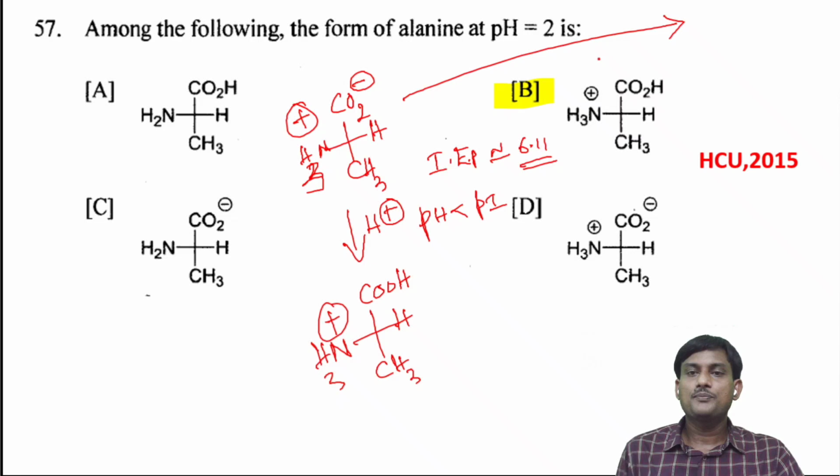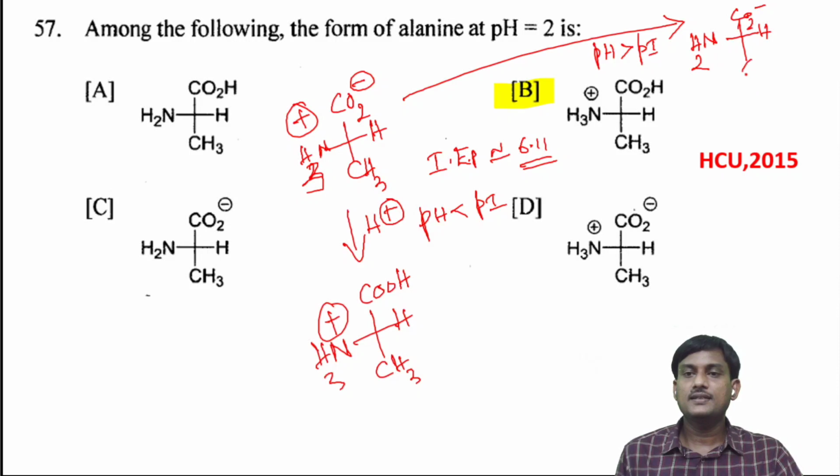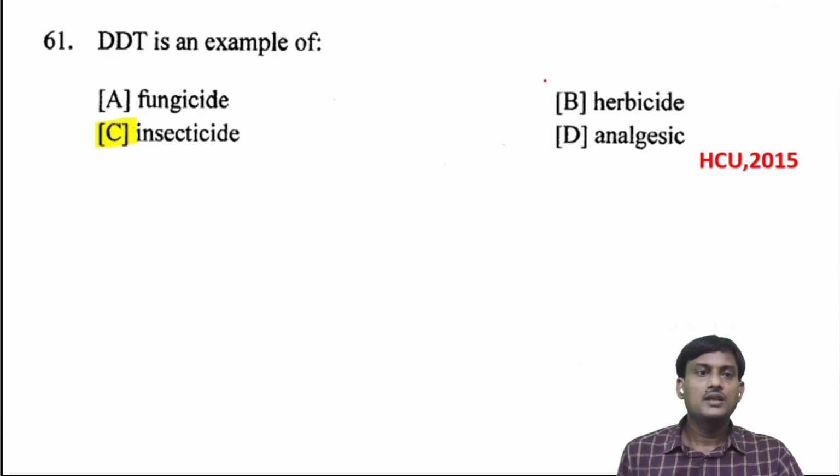Suppose the pH value is greater than pI, let's take 8 to 10. Then deprotonation takes place. There is a removal of proton from NH3 plus, and this is the form you will get, CO2 minus with CH3. So what is the correct option? B is the correct option.